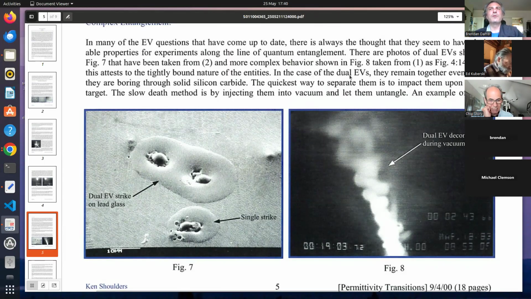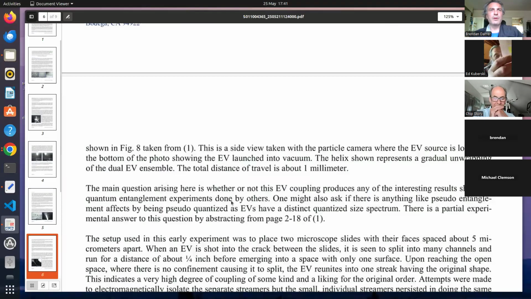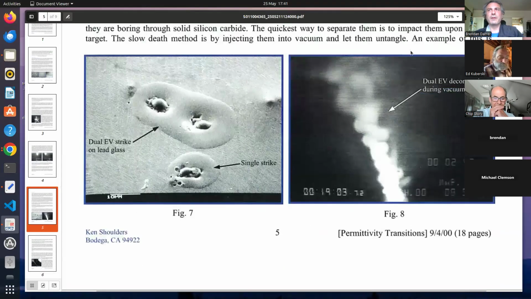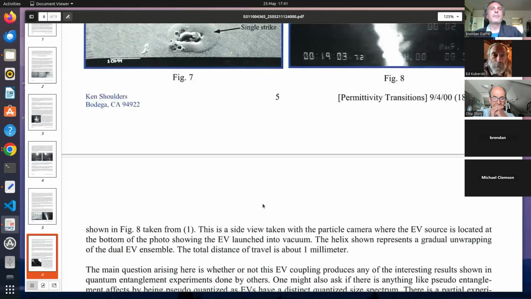In the case of the dual EVs, they remain together even though they are boring through solid silicon carbide. The quickest way to separate them is to impact them upon a metal target. The slow death method is by injecting them into vacuum and letting them untangle. An example of this is shown in figure 8. So that's figure 8 there. Dual EV decomposing during vacuum run. Very cool picture.